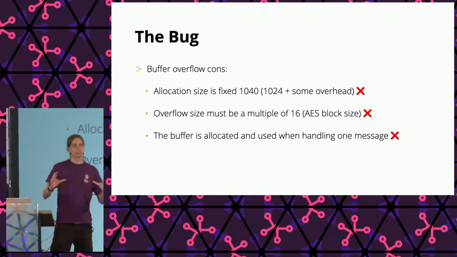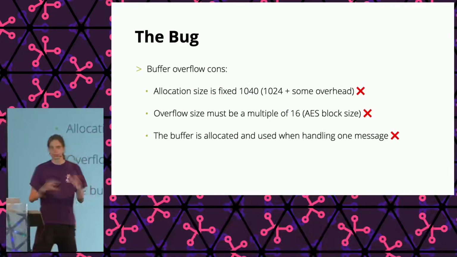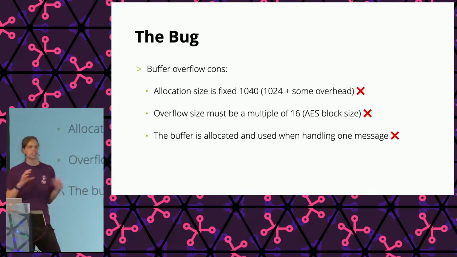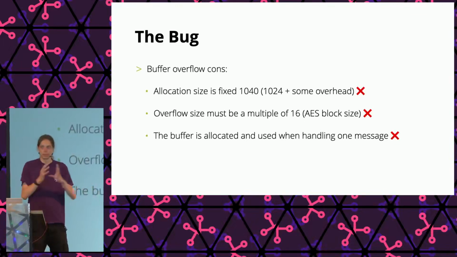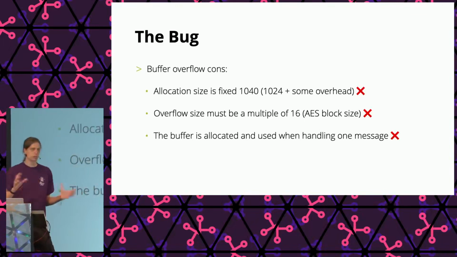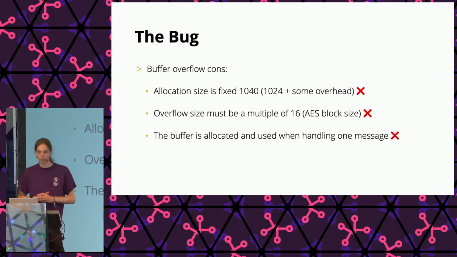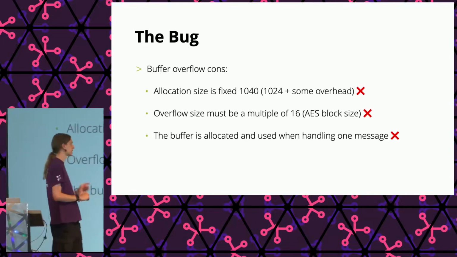Now, the allocation size of that buffer is 1040, which is a little bit more than 1024 due to some overhead. But it's fixed, so we cannot make it larger or smaller. It's always that size. We are also limited in how long we go, because it needs to be a multiple of 16 due to certain reasons with the encryption. But the most tricky one here is the last one.